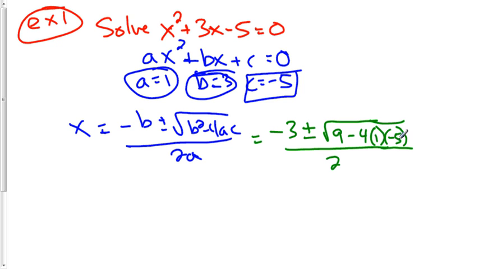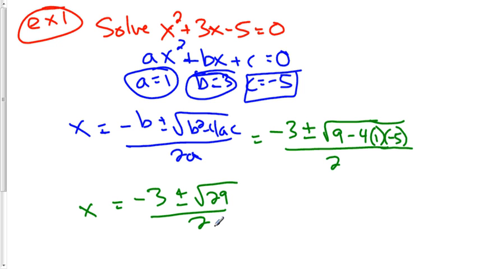Let's simplify. 4 times 5 is going to be 20, and it's negative times a negative, so it's going to be positive. So we are left with negative 3 plus or minus the square root of 29 all over 2. Okay, and if they want the exact value, we'd leave it at this.